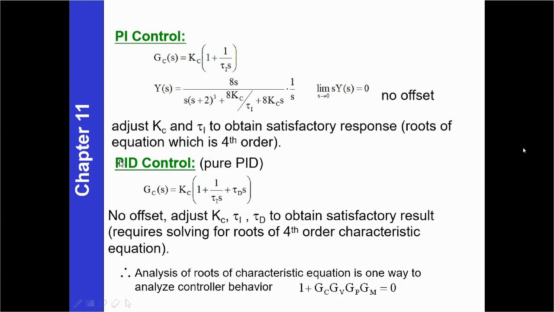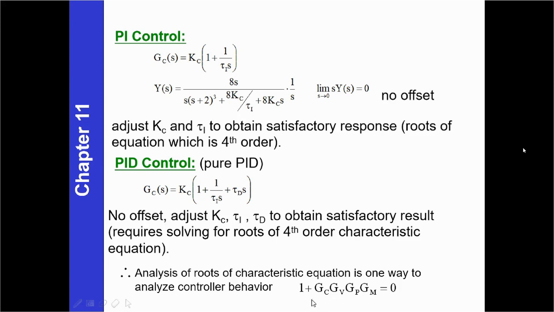And for PID control, there is the pure PID. We have Gc(s) equal to Kc times 1 plus 1 over tau I s plus tau D s. So with no offset, we adjust Kc, tau I, and tau D to obtain a satisfactory result, which requires solving for roots of fourth order characteristic equations. Then analysis of roots of the characteristic equation is one way to analyze controller behavior.